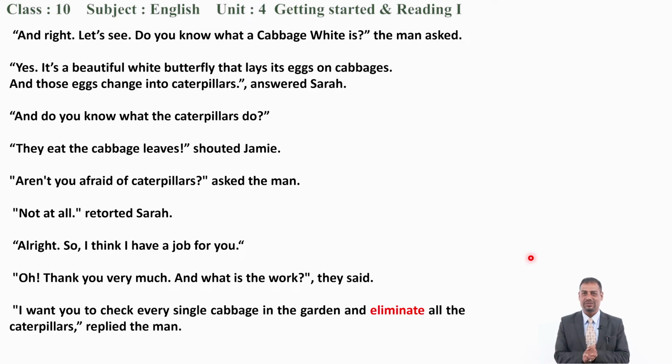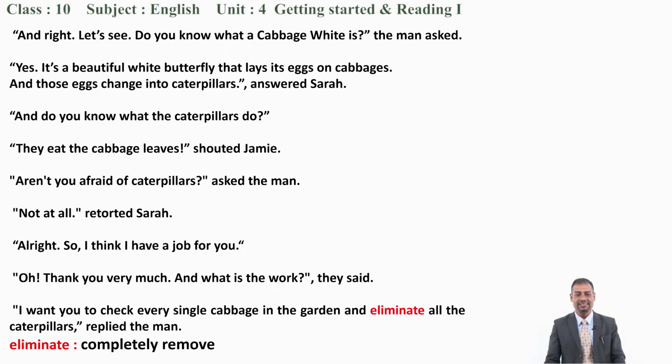man. Dear students, like the previous paragraphs, first of all, let's talk about the highlighted word. So, what is the highlighted word here? Yes, that is eliminate. E-L-I-M-I-N-A-T-E, eliminate. So, from this line, what do you guess the meaning of this word? I want you to check every single cabbage in the garden and eliminate all the caterpillars. So, what does it mean? Eliminate. Oh, yes. You guessed very rightly. The meaning of this word eliminate is completely remove. See, it means that there's a problem of caterpillars on the cabbages, which destroys the cabbage, and that is their job.